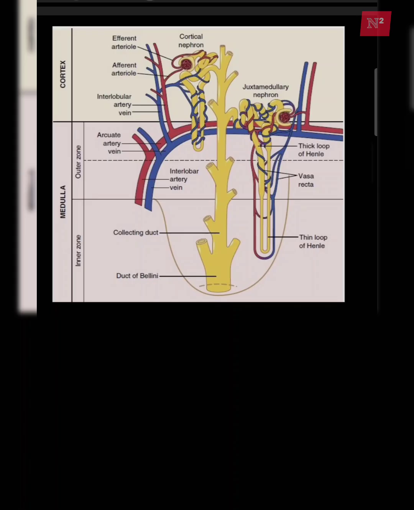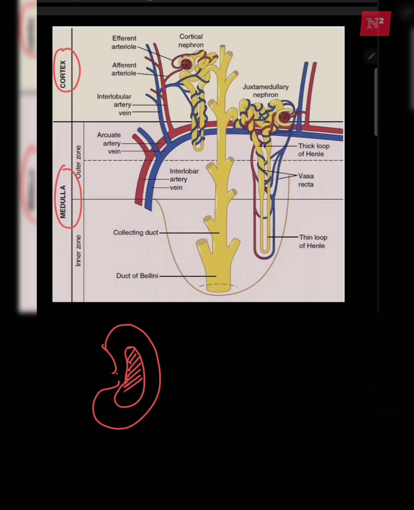This picture is showing you the structural unit, or the functioning unit, of the kidney: the nephron. If you cut a section of the kidney, the ultrastructure that we get is the nephron. In the kidney we have a medullary part and the cortex part. If this is a kidney, the very center is called the medulla, and the outer portion is called the cortex. This is showing you the cortex and this is showing you the medulla.